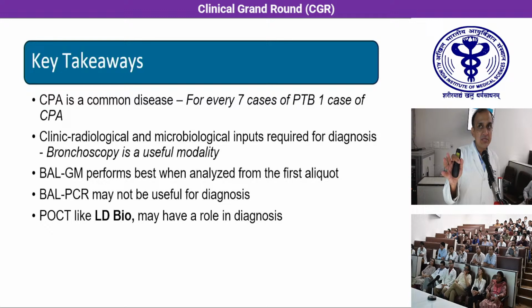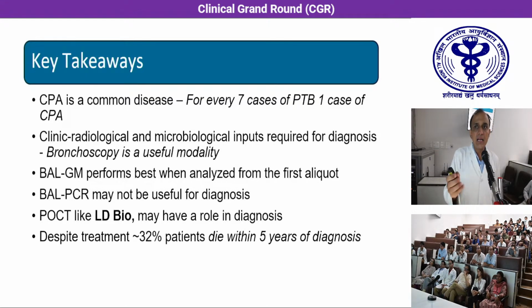As far as BAL GM is concerned, it has been kind of practice changing for us. We always send the BAL GM from the first aliquot. BAL PCR is not a useful modality for us, so we are not using it. POCT, in resource constrained settings, may be good enough, but not really in our scenario where we already have ImmunoCAP. And despite treatment, 1 out of 3 patients die within 5 years of diagnosis.